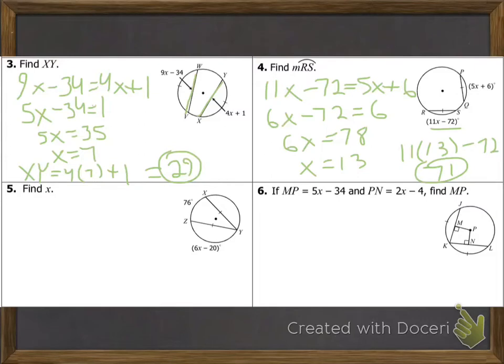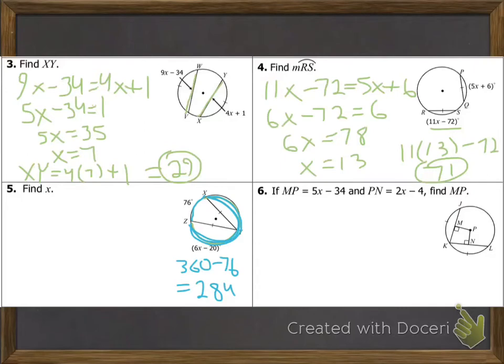Number 5, find x this time. This one's actually a little different. You know that the two chords are equal, and so the two arcs here are going to be equal. Here's the thing: I need to actually figure out the measure of that big arc. I know that this little piece right here is going to be 76 degrees. So if I do 360 minus 76, that's going to give me 284. That's going to be the measure of this big piece, 284.